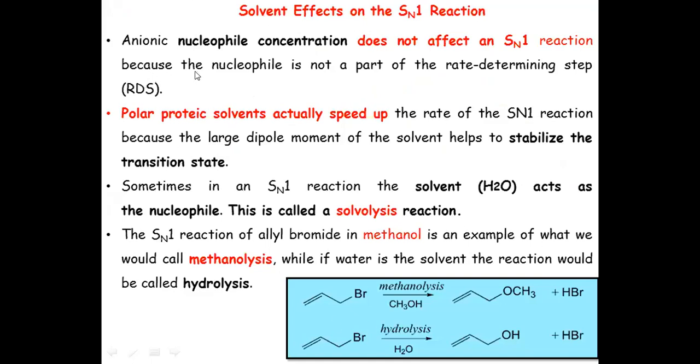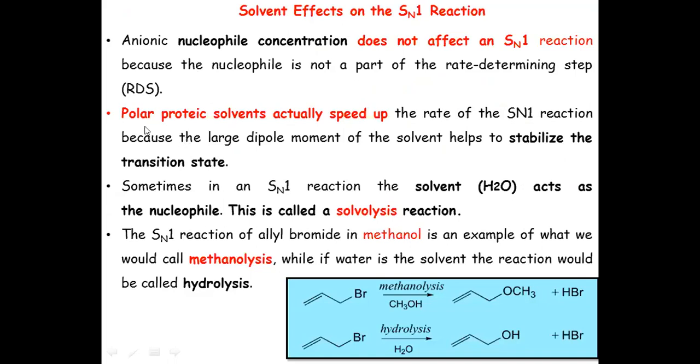Now, I just told you that nucleophile concentration does not affect the SN1 reaction. Why? Because the RDS involves only the substrate. The rate is directly proportional to only the concentration of the substrate, and therefore the concentration of the nucleophile does not affect the rate of the SN1 reaction, and therefore it is called unimolecular. Unimolecular means its rate depends only on one molecule's concentration, that is your substrate.